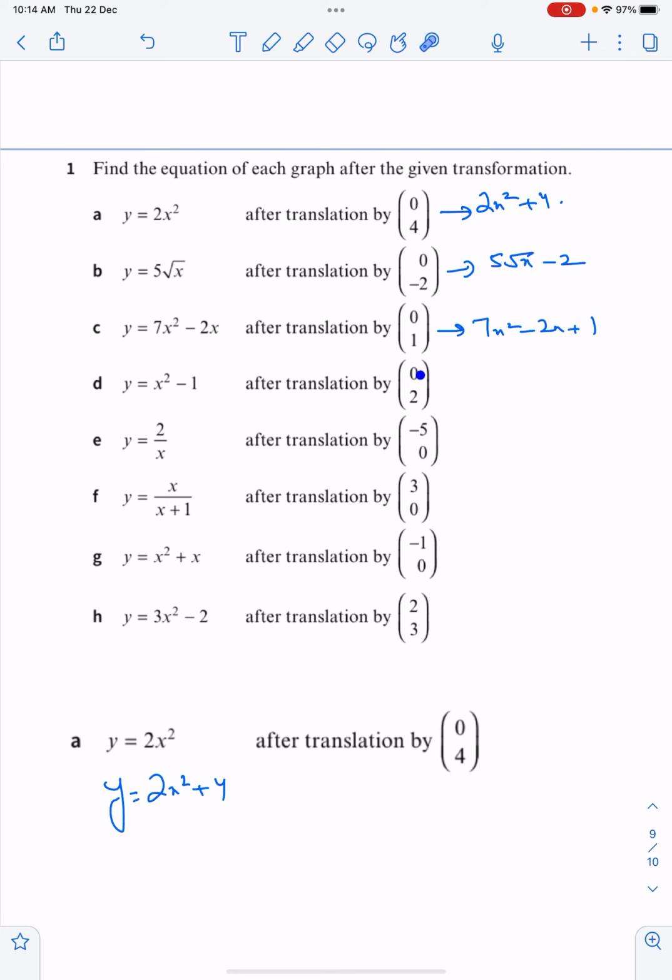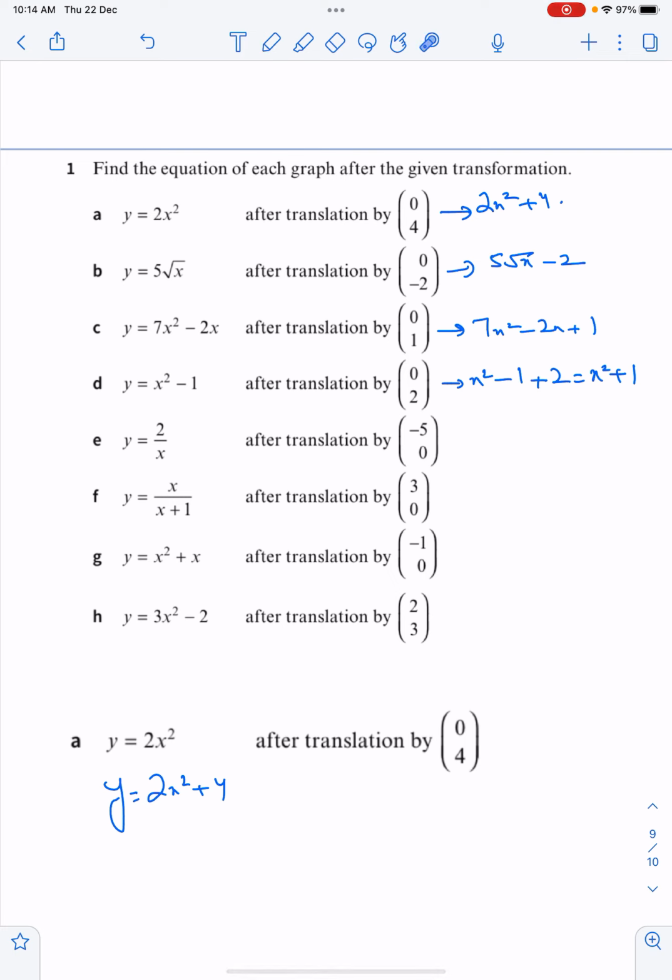Okay, the next one, downward movement of 2 units. So it's going to be x squared minus 1 minus 2. Sorry, positive 2, meaning upward movement. The final graph is going to be x squared plus 1.